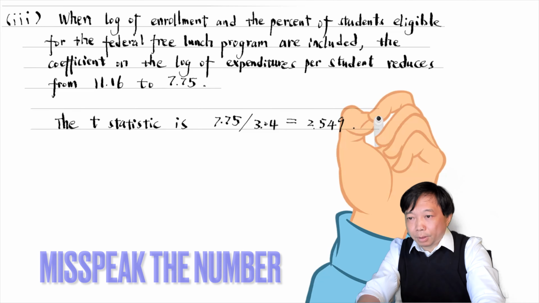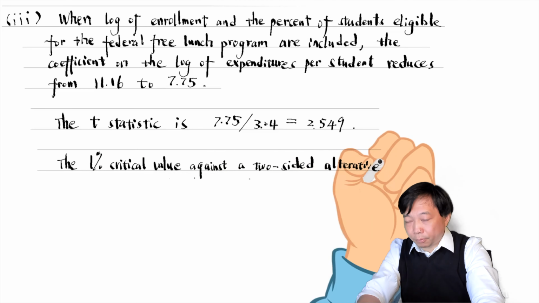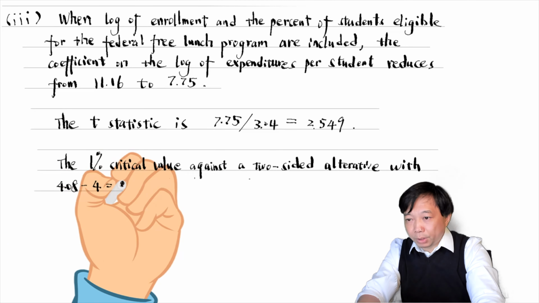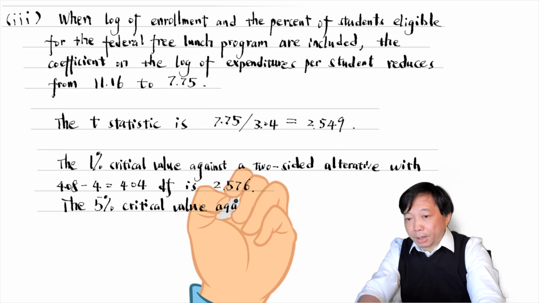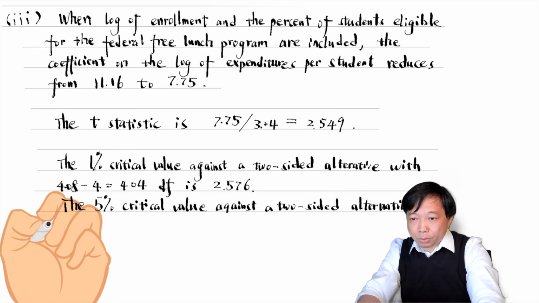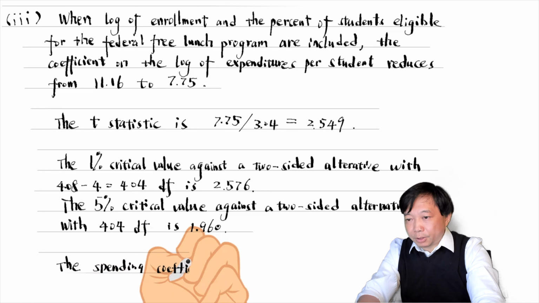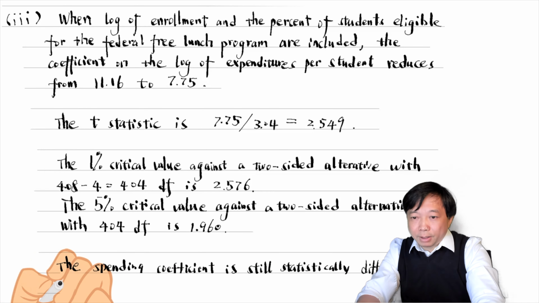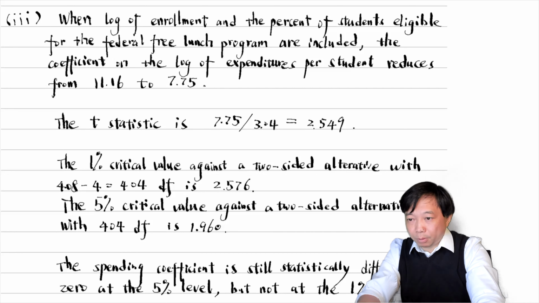2.0549. The 1% critical value against a two-sided alternative with 404 degrees of freedom is 2.576, and the 5% critical value is 1.960. The spending coefficient is still statistically different from 0 at the 5% level, but not at the 1% level.